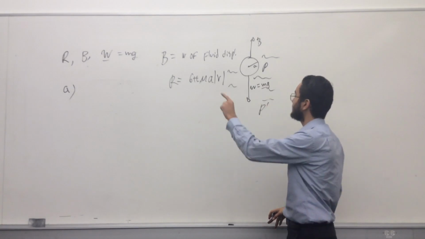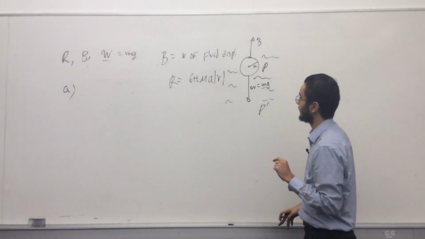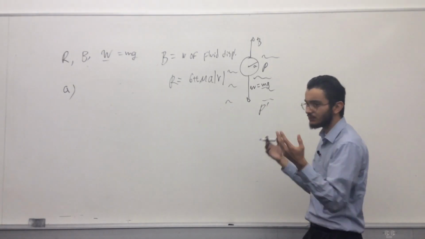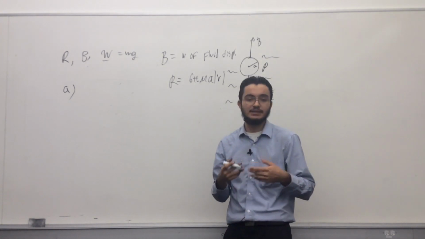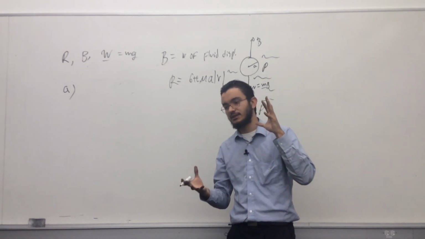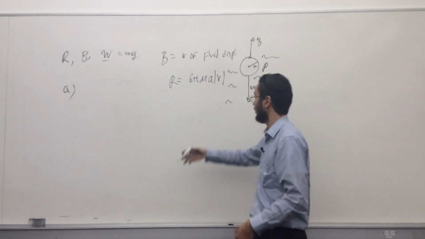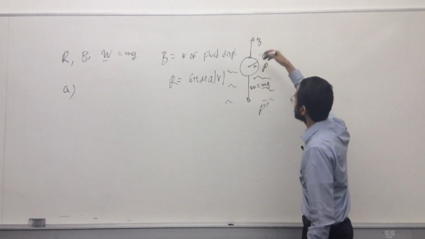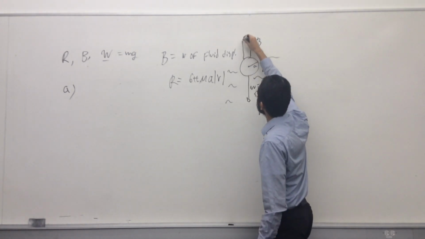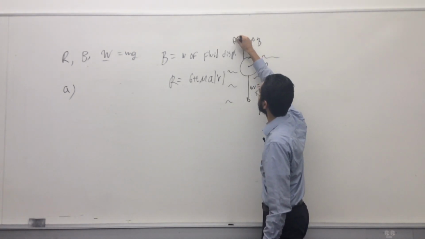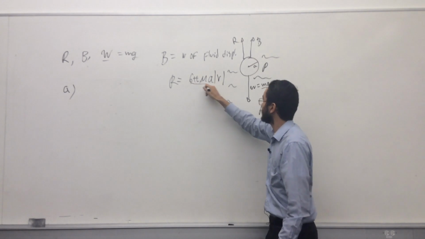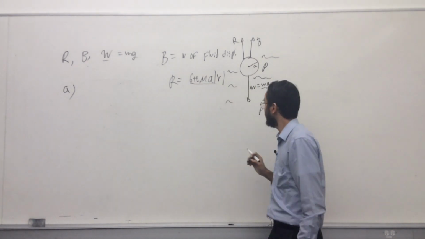Now we also have the resistive force, which is R. The resistive force is resisting motion, so it's going against the motion of the object, in this case the ball. So it should go in the same direction as the buoyant force. This is the resistive force R, and we know it's described by this equation, Stokes' Law.